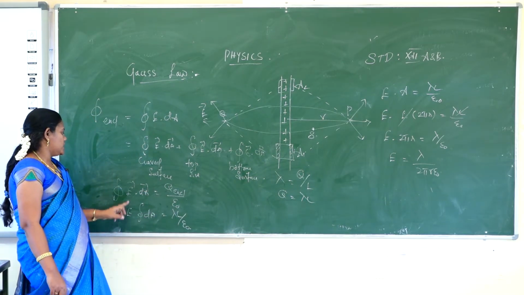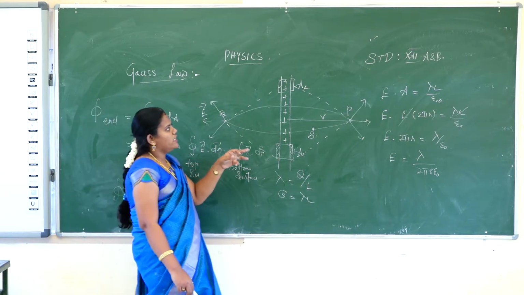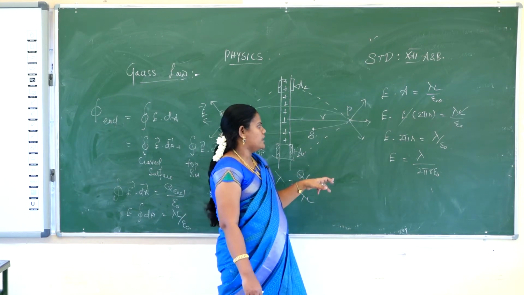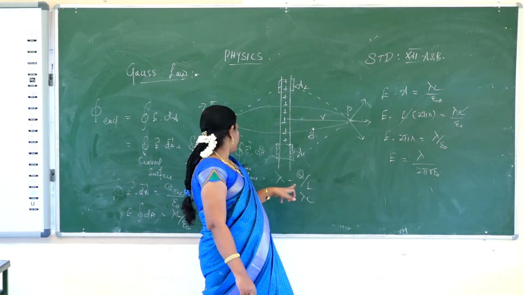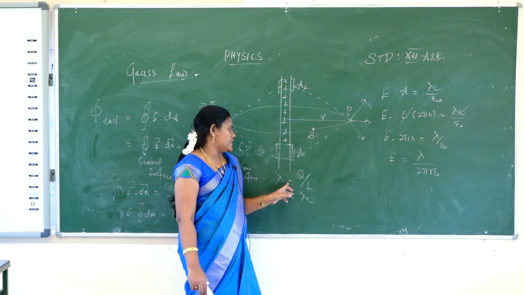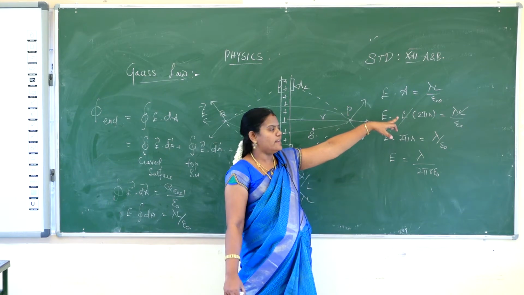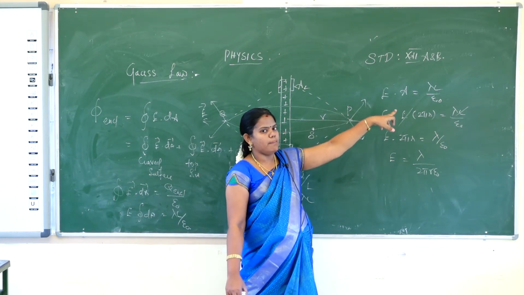So E vector, and the integral of dA is A. So E into A equals lambda L by epsilon naught. How will you find lambda L? Linear charge density lambda is equal to Q by L, so Q is equal to lambda into L. Substitute the lambda L value. So E dot A is equal to lambda L by epsilon naught.